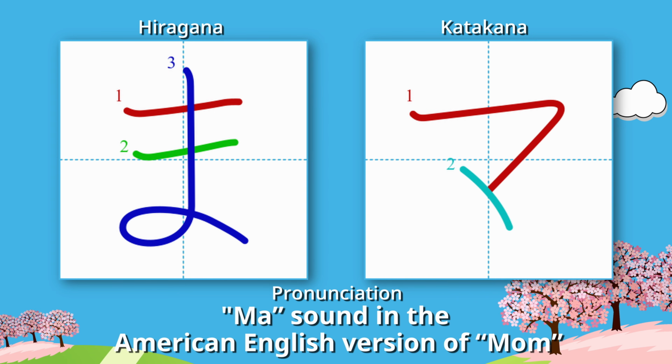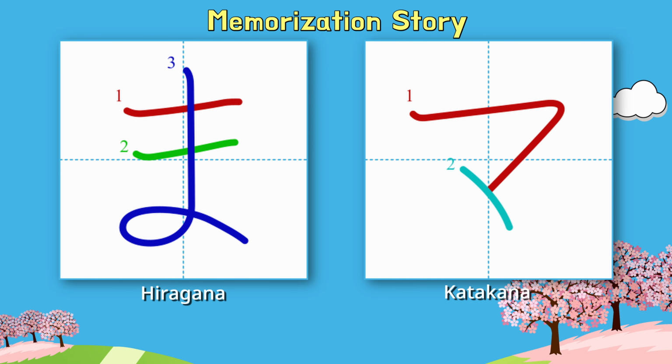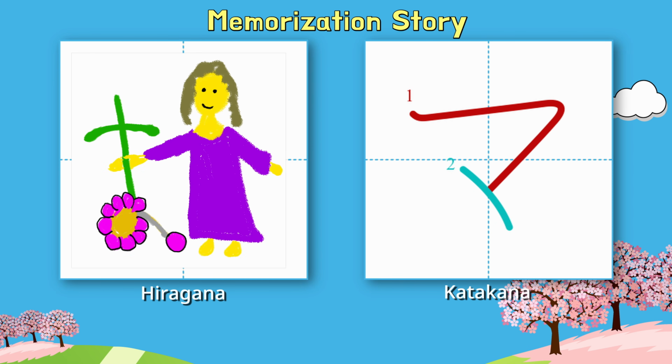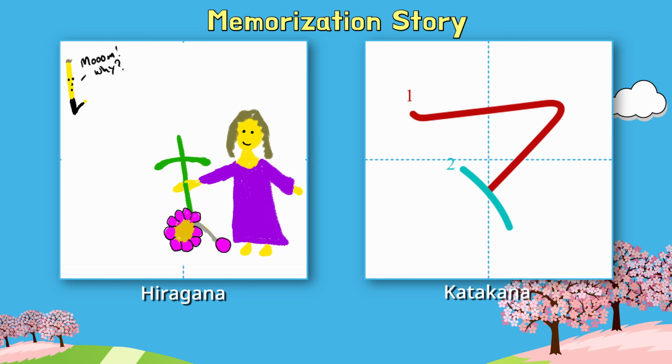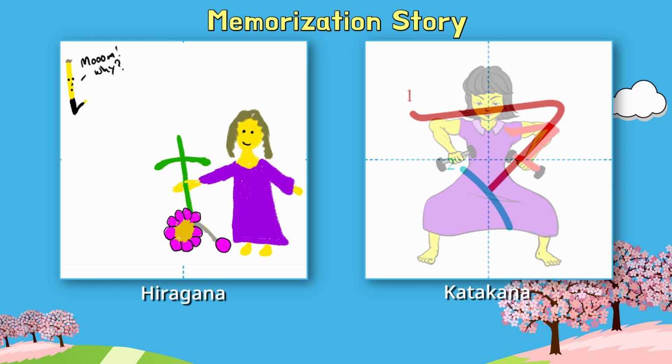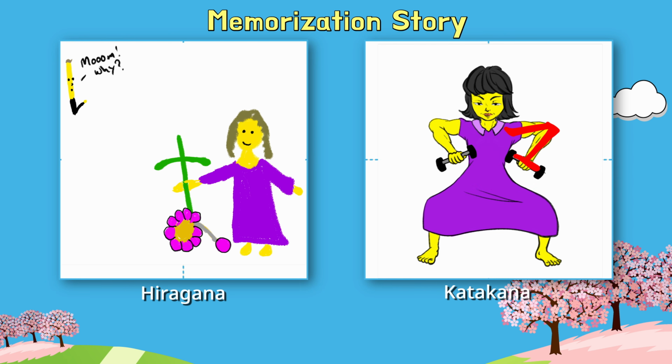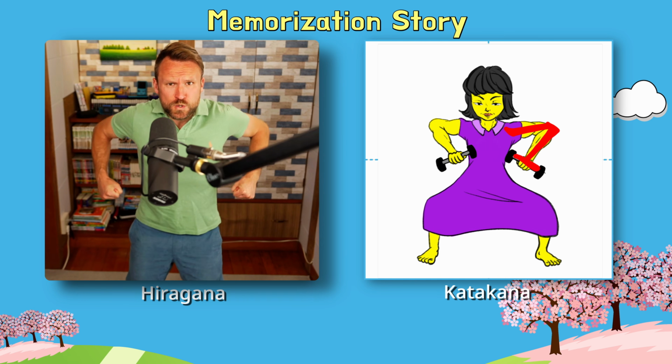These characters represent the ma sound in the American English version of mom. We didn't waste any time figuring out who took the flower that Kenny was trying to grab. It was Kenny's mom. She's now holding it further down on the stem, looking cheerfully at it. Finally, Kenny looks on from afar. Mom! He shouts. The katakana ma is mom's arms doing dumbbell rows. She's one macho mom.